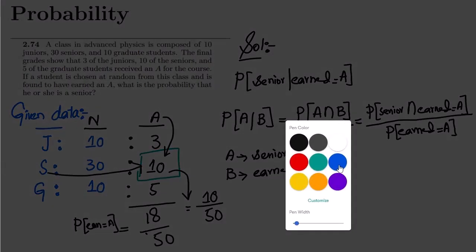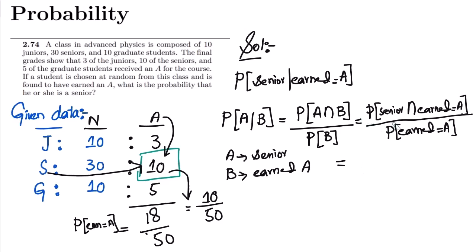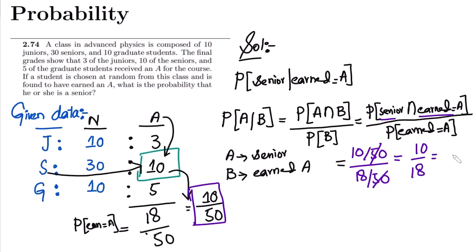So let me use this color for it. Now putting values here, so senior and earned A, that is here. It would be 10 divided by 50, divided by the probability that he has earned A, that is 18 by 50. These two 50s will cancel out, and at the end I will get 10 divided by 18, or 5 divided by 9.